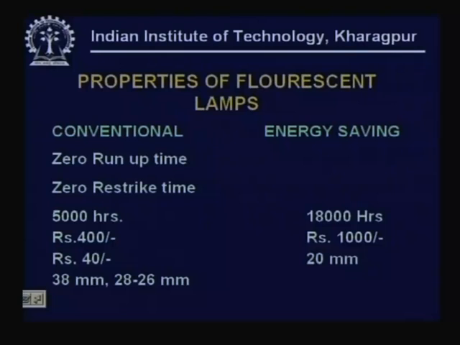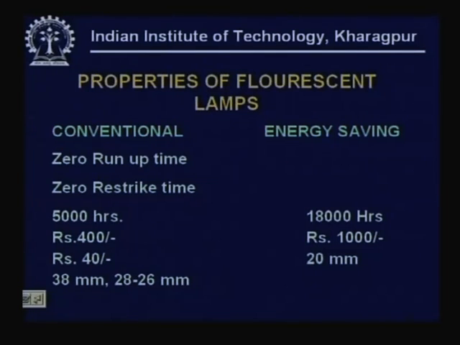Continuing with that, of course, these two lamps these days are possible with very little run up time or restrike time, unlike your conventional mercury vapor lamps or sodium vapor lamps. And the conventional fluorescent lamps are possible with a burning life of around 5000 hours. As already told, you have the standard ones which are 38 mm in diameter and the slimline variety with 28 to 26 mm.